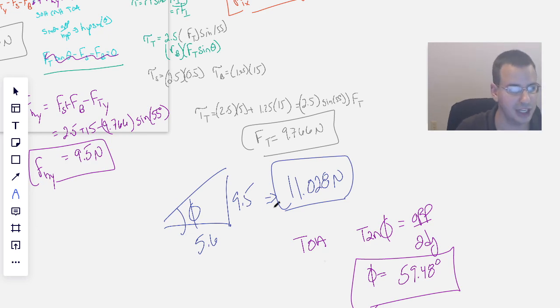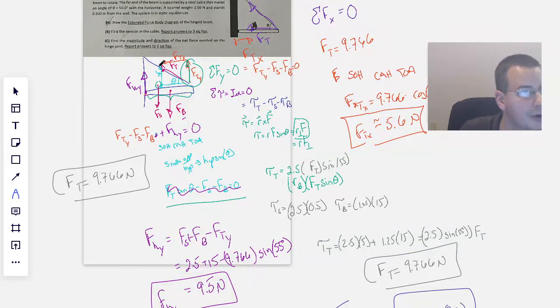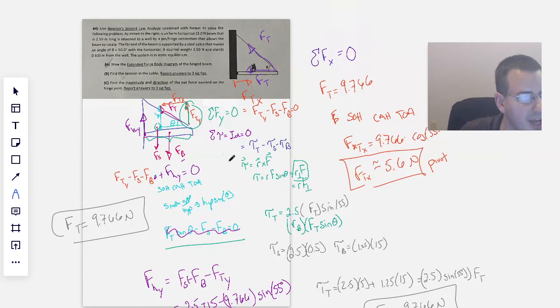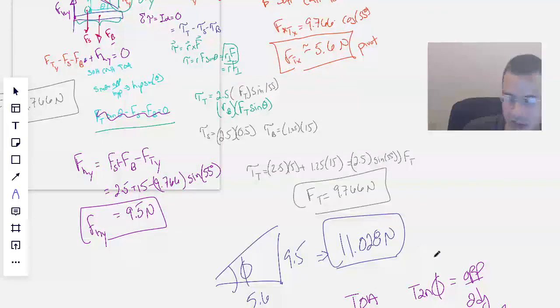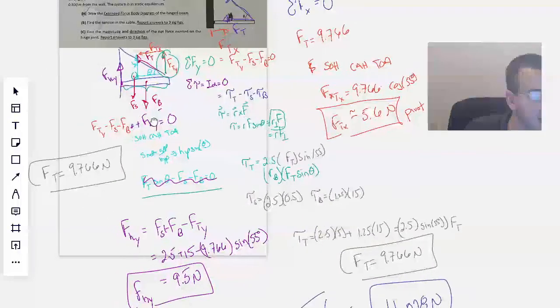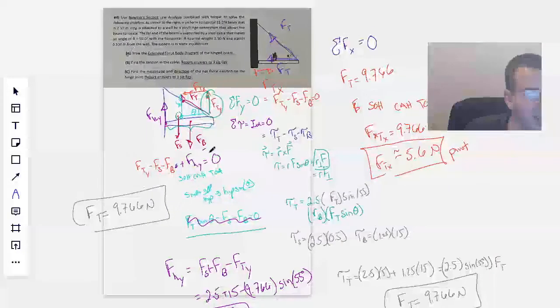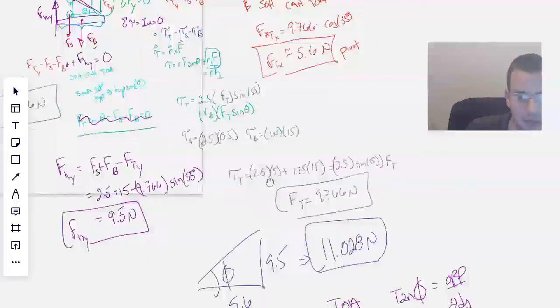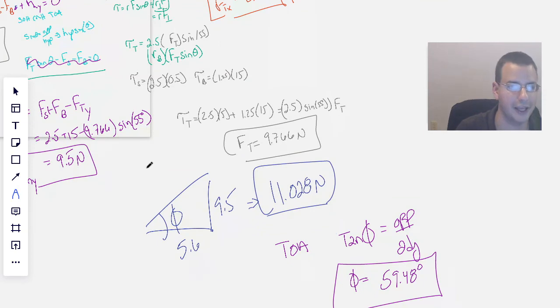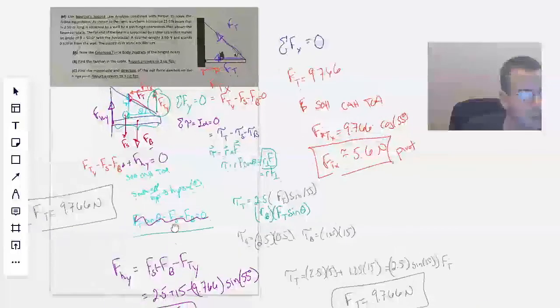And so for part C, the magnitude and direction of the net force exerted on the hinge joint, 3 significant figures, is going to be 11.028 or 11.0, I guess, for 3 sig figs. And then the angle is going to be 59.5 degrees. So I know it's pretty messy here.